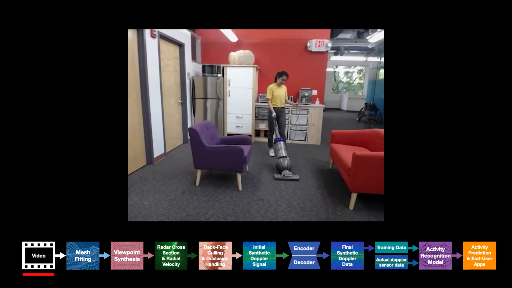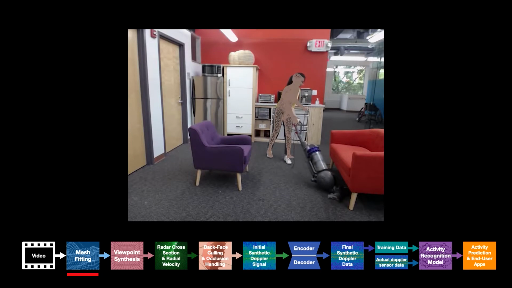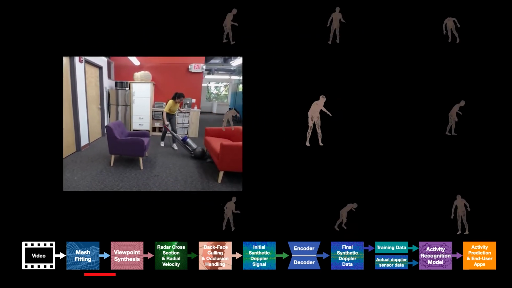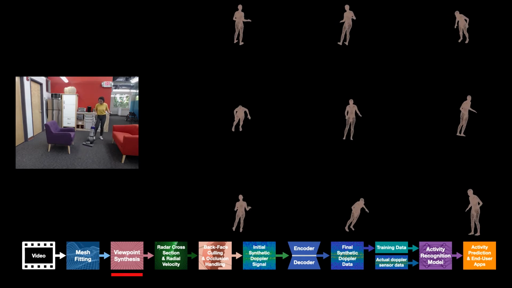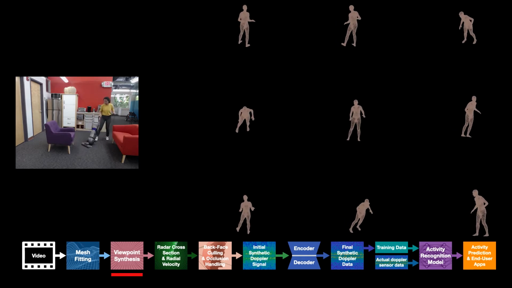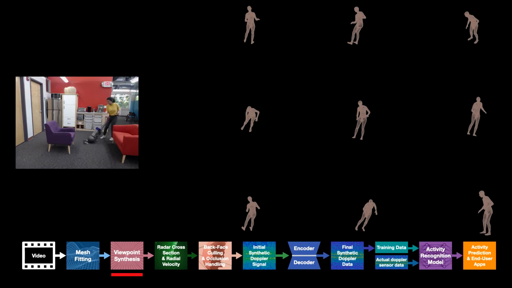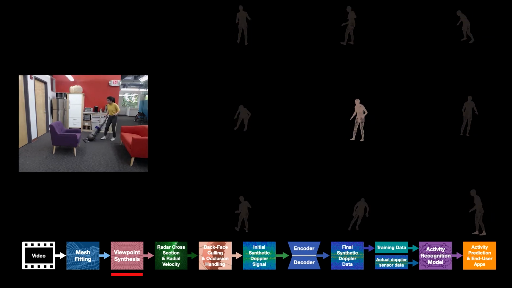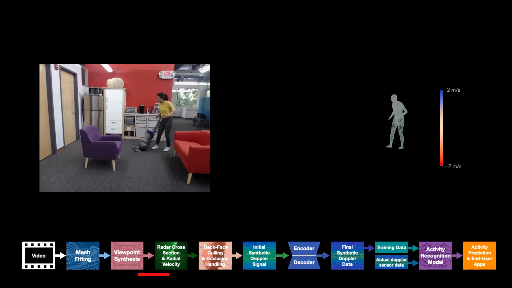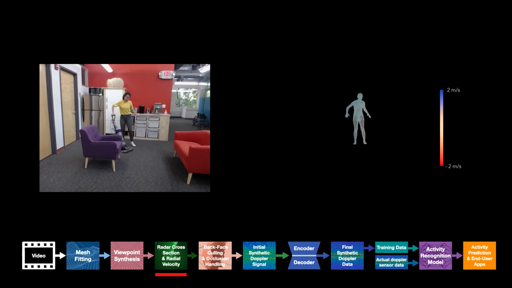The first step of our processing pipeline is to take an input video and fit a 3D mesh to humans in the scene. We can then position a virtual camera to synthesize any view of that user. This simple manipulation, essentially a form of data augmentation, means we get a multiplicative effect on every second of input video.